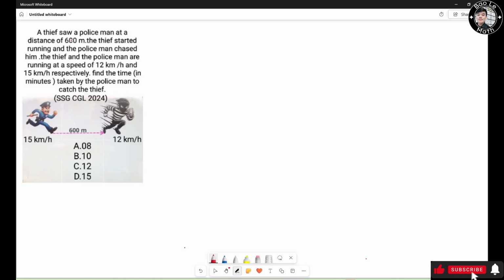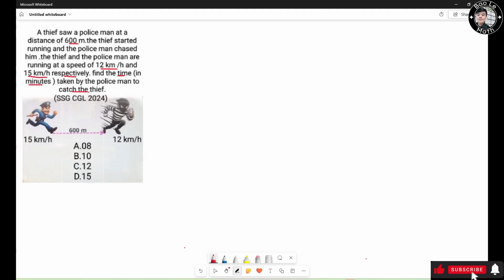A thief saw a policeman at a distance of 600 meters. The thief started running and the policeman chased him. The thief and the policeman are running at a speed of 12 kilometers and 15 kilometers per hour respectively. Find the time in minutes taken by the policeman to catch the thief.